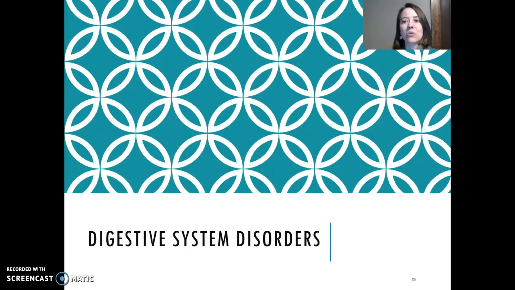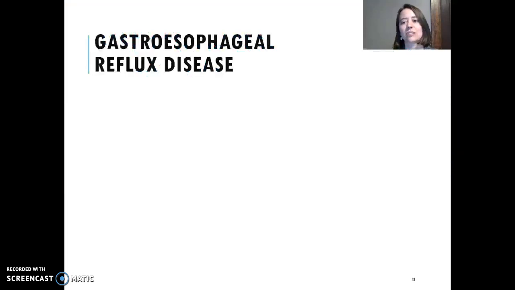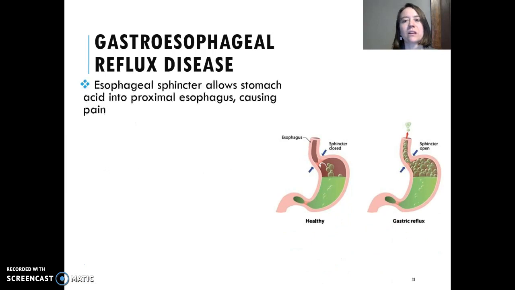Okay, what could possibly go wrong? The digestive system disorders. Let's start with gastroesophageal reflux disease. So the esophageal sphincter, right here, normally does not allow any stomach acid to get into the esophagus, because if you remember, the stomach has a nice layer of a lot of mucus to protect it, and the esophagus does not have as much protection. So if it is not doing its job, then the stomach acid can get into the esophagus, causing pain.